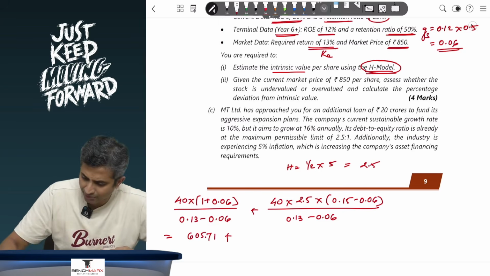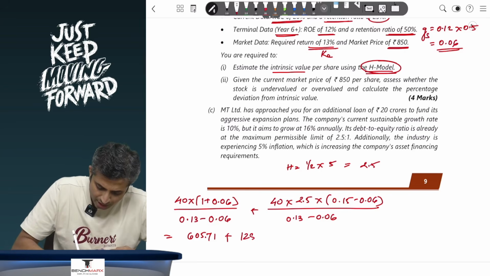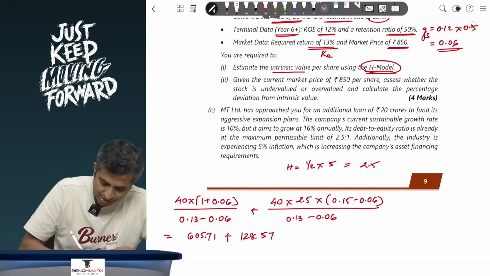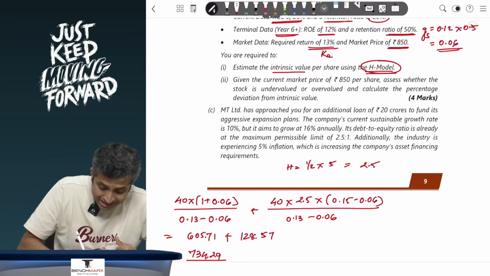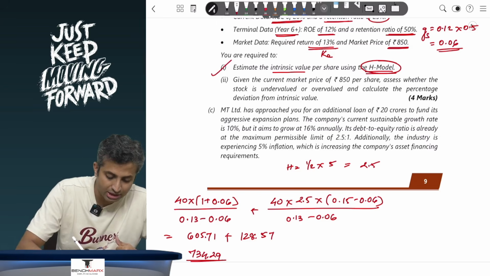This comes to around 605.71, and 40 into 2.5 into 0.09 divided by 0.07. Maybe this comes to around 128.57. If I total both of these, this comes to around 734.29, which is the intrinsic value using the H model.